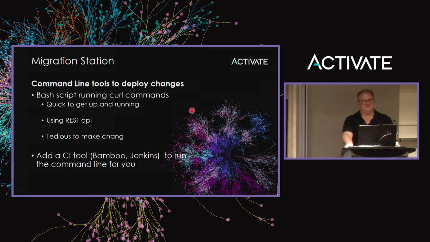So the first thing, the easiest or quickest way to use REST from a command line, is to just do a little bash script. It's quick to get up and running, and you use curl to push and get and post. But it's tedious to make changes. So when we started, we had a set of scripts, and somebody would type it in at the command line, and we'd wait and see if it came back okay. If it did, we would do the next one.